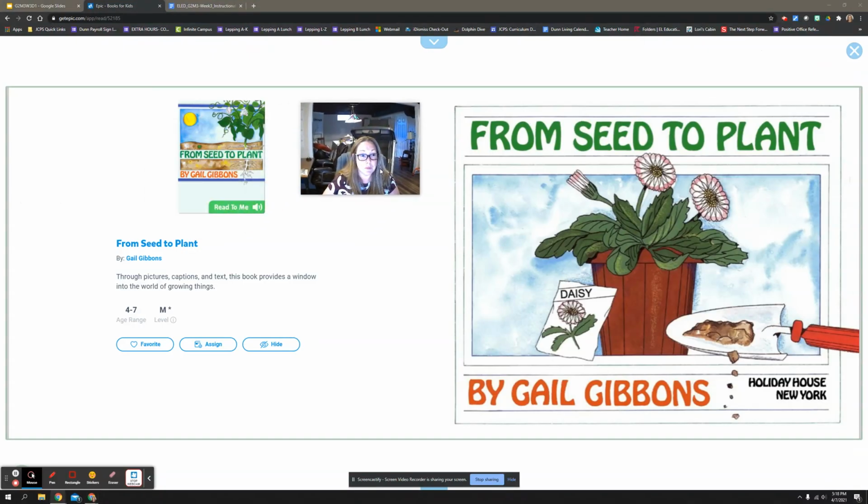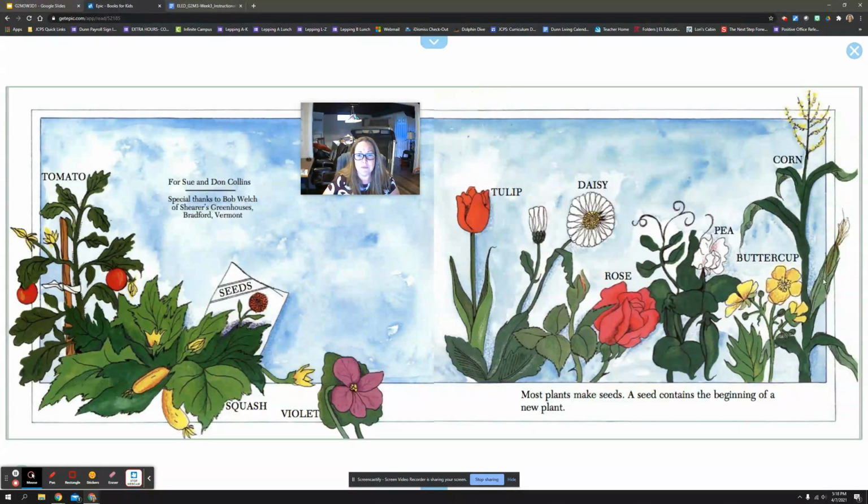All right, so this is what your book looks like on EPIC, and it does have the Read to Me option here. So here's our title page, From Seed to Plant. And it's got some beautiful illustrations in here. We're going to focus on just a few specific pages of text today for information. And these specific pages are talking about what's called seed dispersal.